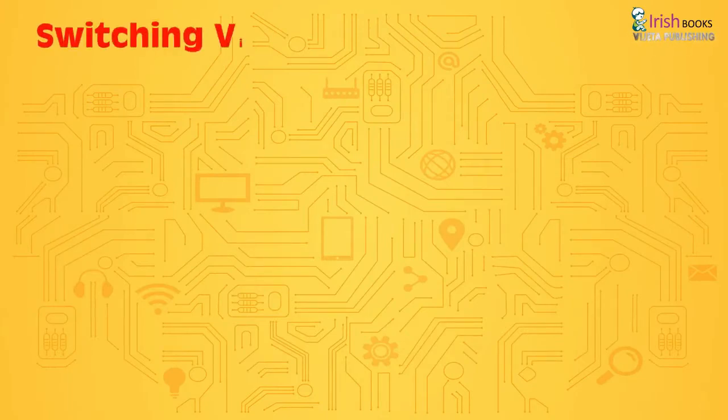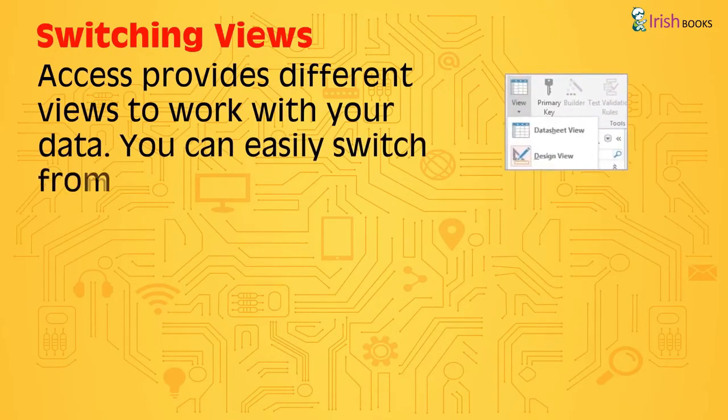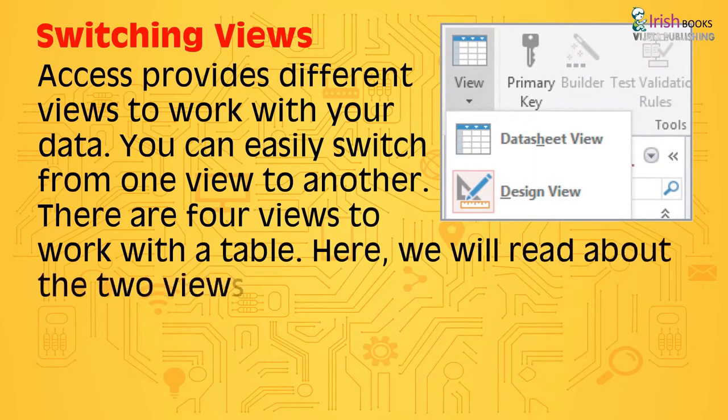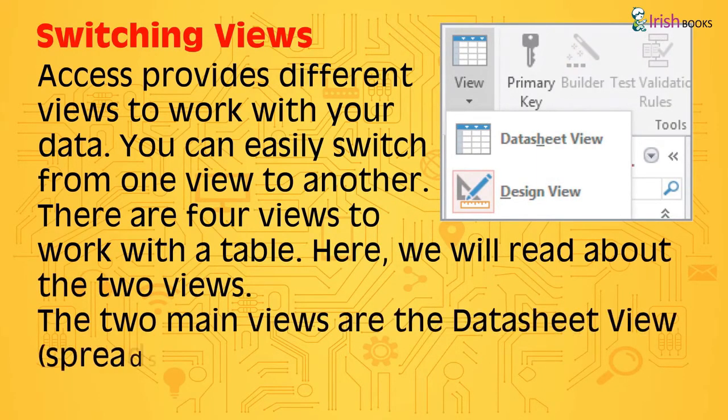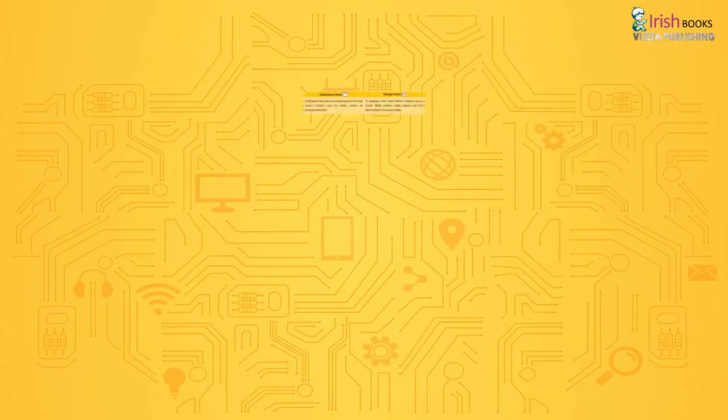Switching views. Access provides different views to work with your data. You can easily switch from one view to another. There are 4 views to work with the table. Here we will read about the 2 views. The 2 main views are the datasheet view, spreadsheet view, and the design view, table structure view.